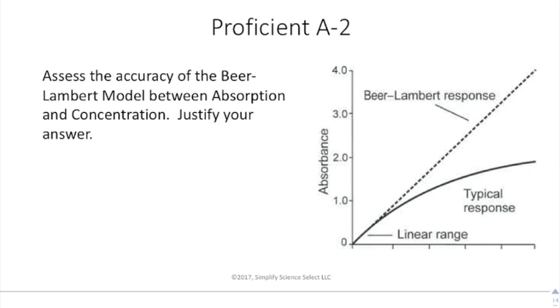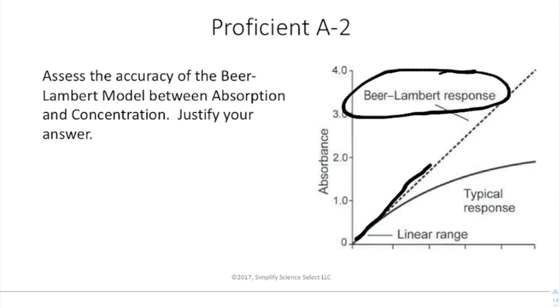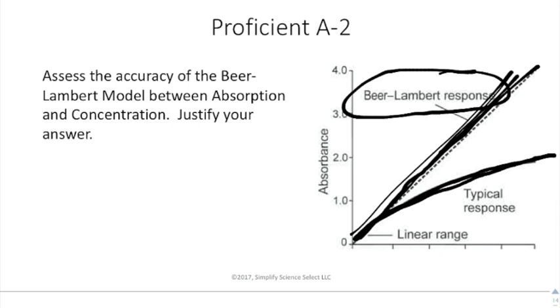Okay, assess the accuracy of the Beer-Lambert model between absorption and concentration and justify your response. So this right here is the model. The Beer-Lambert response assumes that it goes up like this, when in actuality it does this kind of logarithmic one. Now assess the accuracy of the model.